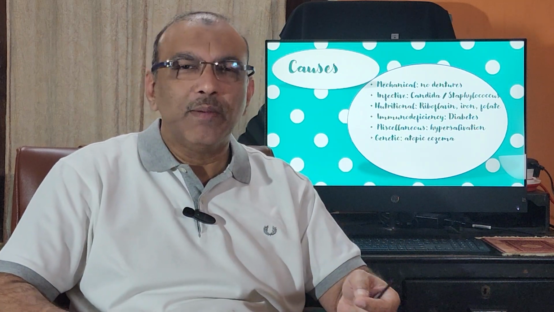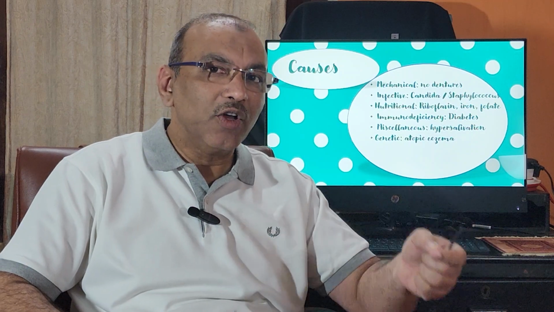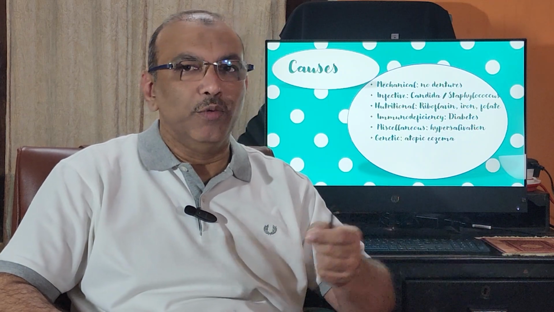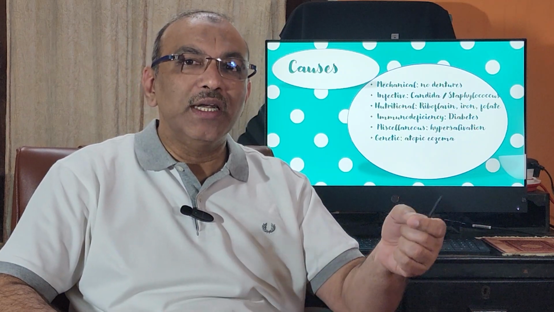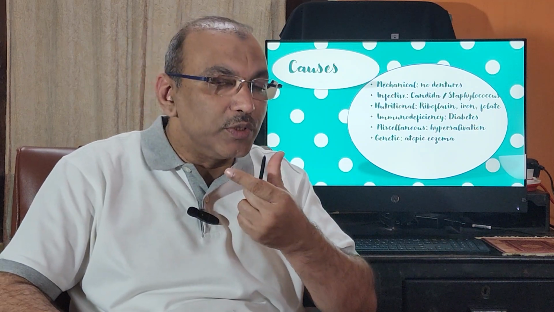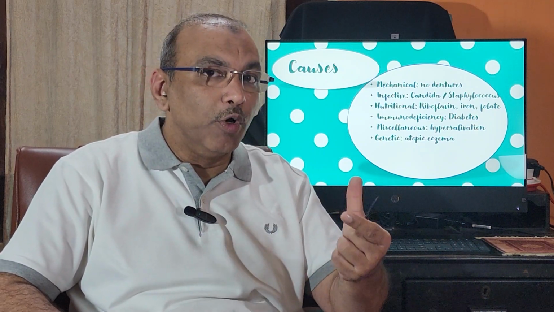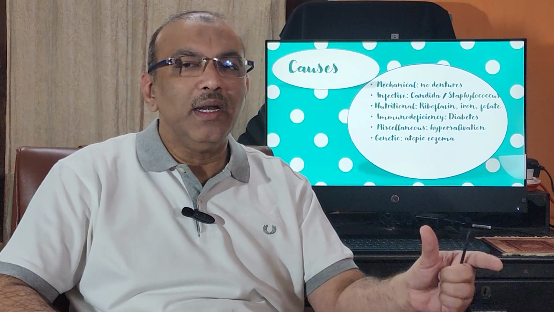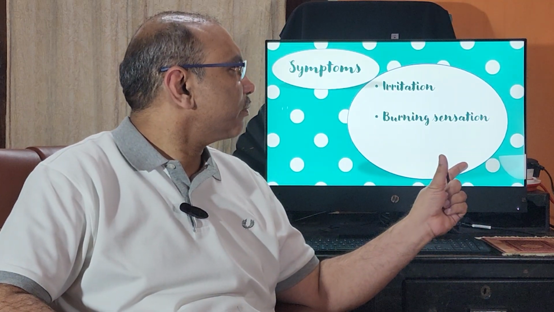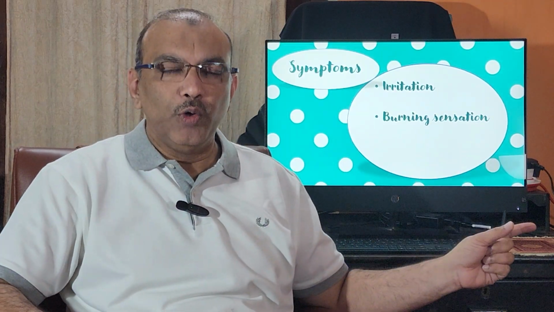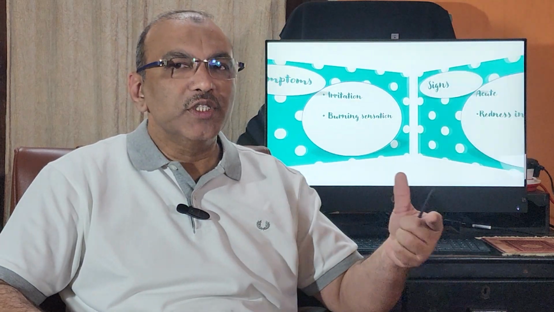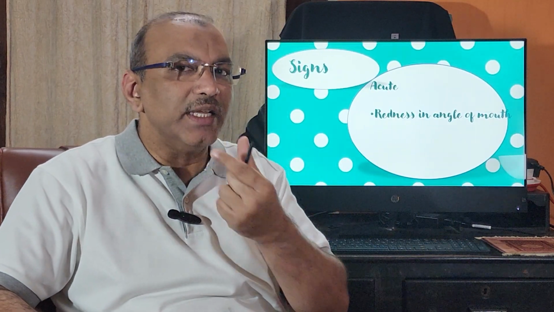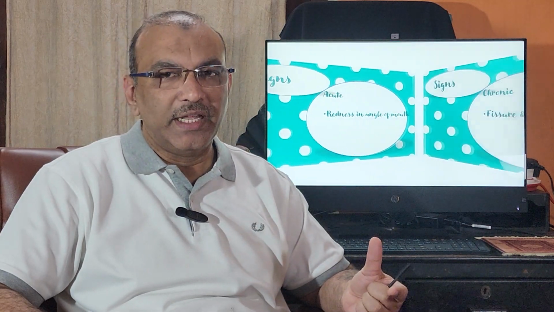There will be some cause for that, so that cause has to be investigated and removed. In syndromic children like Down syndrome, where the tongue is big and they open and breathe through the mouth, this also can result in angular cheilitis. These are the common irritating, contributing factors for angular cheilitis. Now, I have already told you the presentation. If it is acute, they will say burning sensation. If it is chronic, they will say dryness, and if they touch, it will bleed from that area.